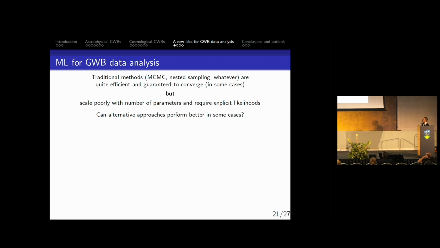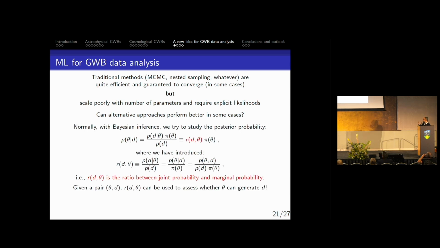OK, in the next couple of slides, I will try to say something about some new idea I'm working on recently, which I think is quite interesting and pretty promising. So traditional methods work well, but what about the other possibilities, and in particular machine learning? Here I'm going to focus on one specific possibility, which is what is called neural ratio estimation. So the posterior is likelihood times prior divided by evidence. Likelihood divided by evidence is what this little r is, which is called the ratio.